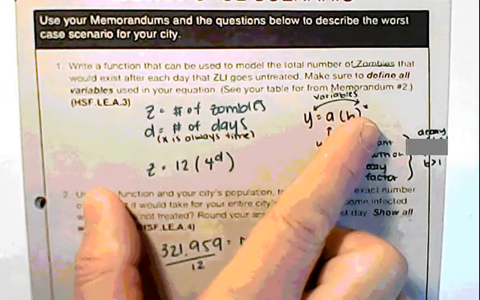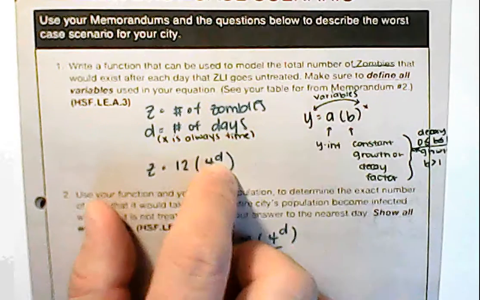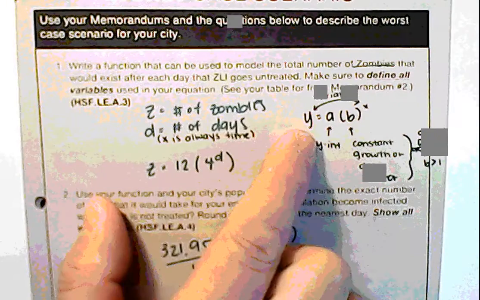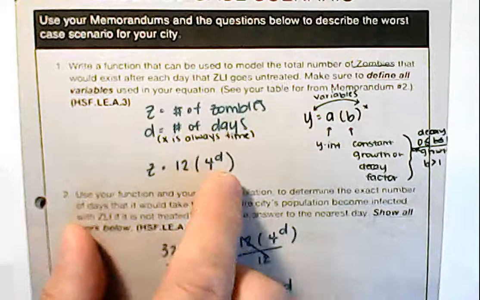And just to make this fit the problem a little more, instead of writing x, we'll just say d, because x is just the number of days, and y is what we're tracking. That's the number of zombies. So we could just say z equals 12 times 4 to the d.